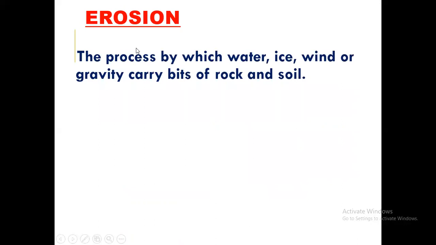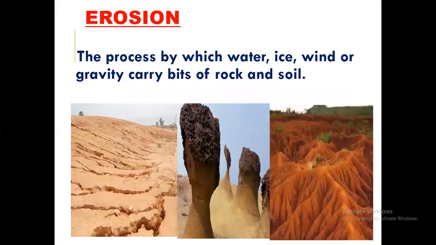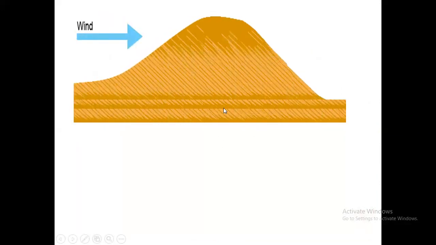The second process is called erosion. Erosion, my friends, is a process by which water, ice, wind, or gravity carry bits of rock and soil. We understood weathering; when those weathered rocks or small bits of rock are moved away from one place to another, it's called erosion.